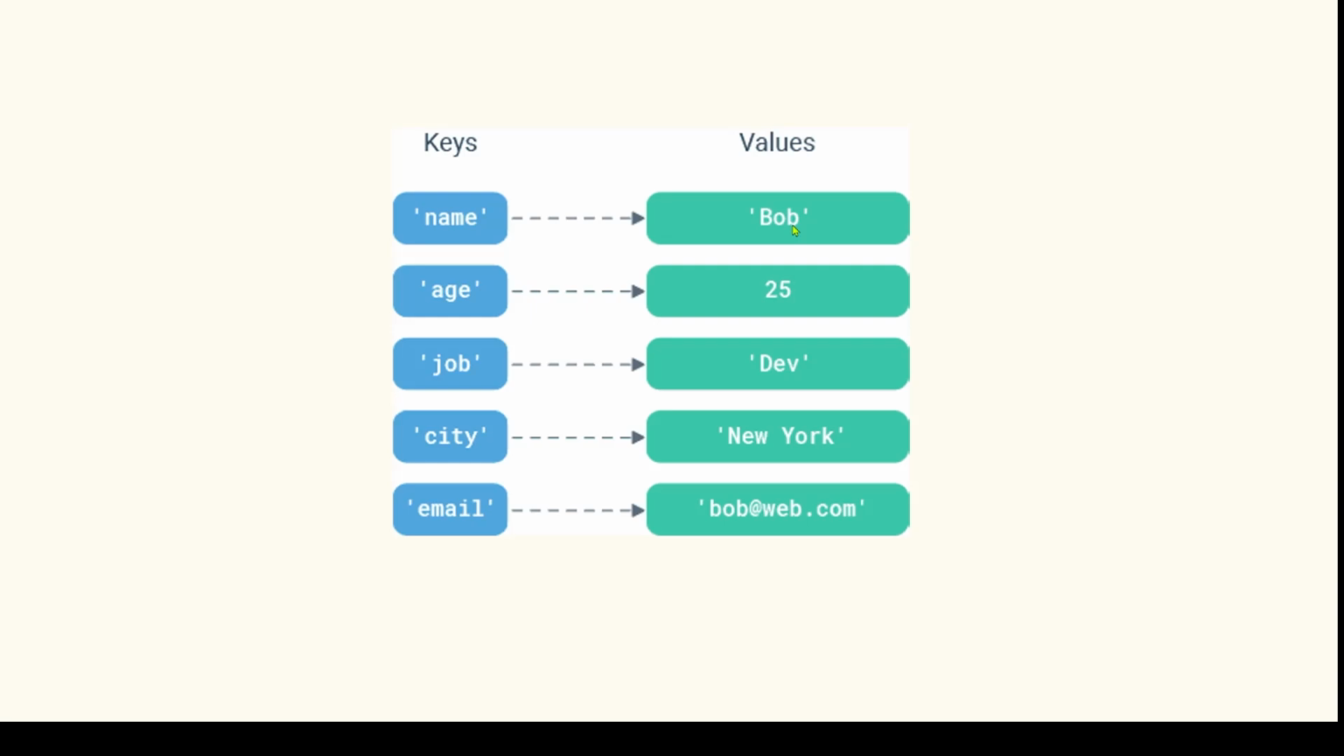So in our case, here you can see name is the key here and Bob is the value that is getting stored here. On the left hand side, you can see all the keys: name, age, job, city, and email. And on the right hand side, you can see the values that are stored in. So basically, key value pairs can be used to store multiple type of data. So let's open up the Visual Studio and understand how we can create a dictionary and how we can store key value pairs inside a dictionary.